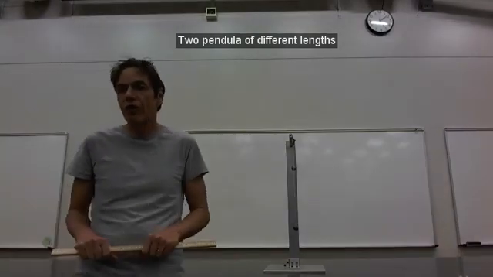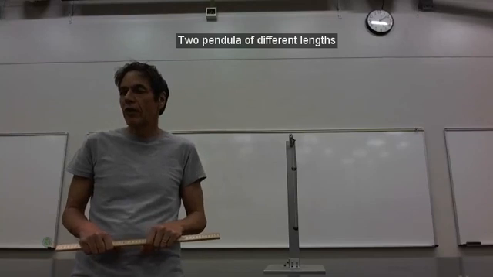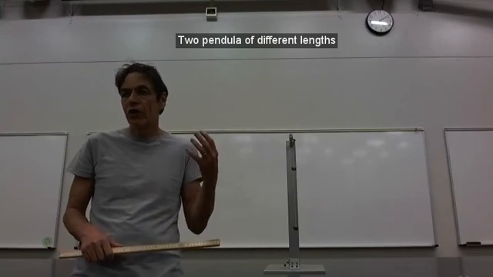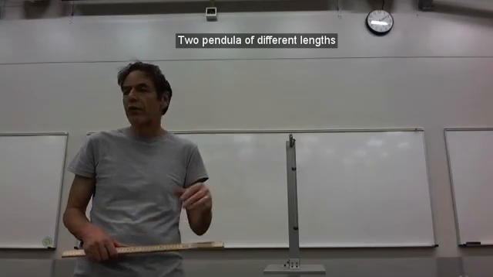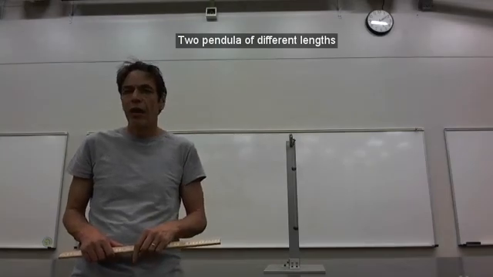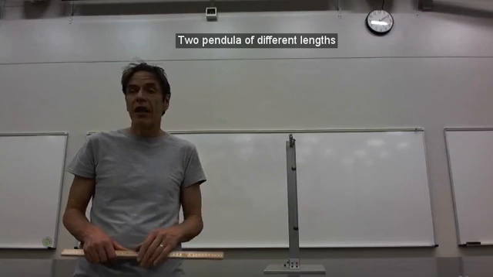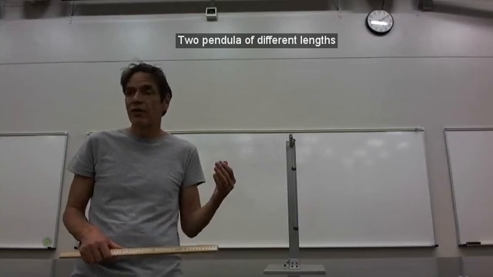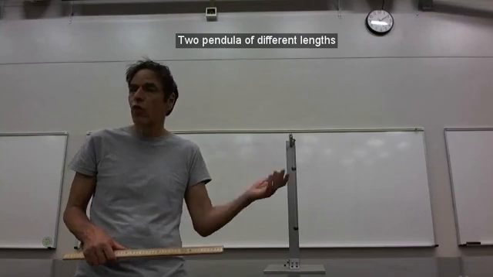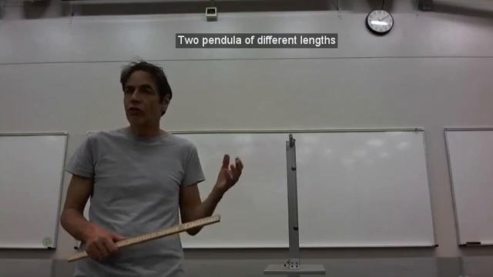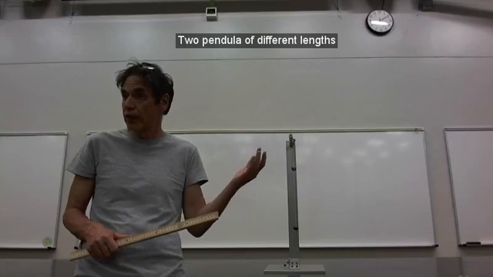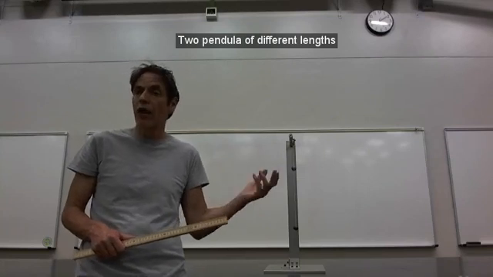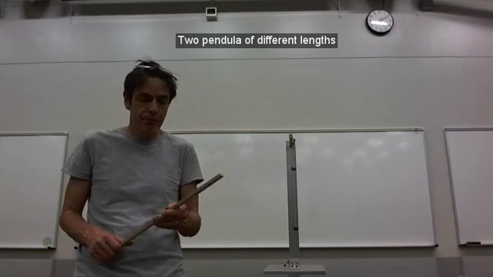To do that, I've got 2 different pendula on the bench here. I've got a short pendulum and a long pendulum, so 2 different lengths. And actually, I've arranged it so that the long pendulum is 4 times the length of the short pendulum, or the short pendulum is a quarter of the length of the long pendulum. So our prediction is that the long pendulum will have twice the period of the short pendulum, or the short pendulum will have half the period of the long pendulum.